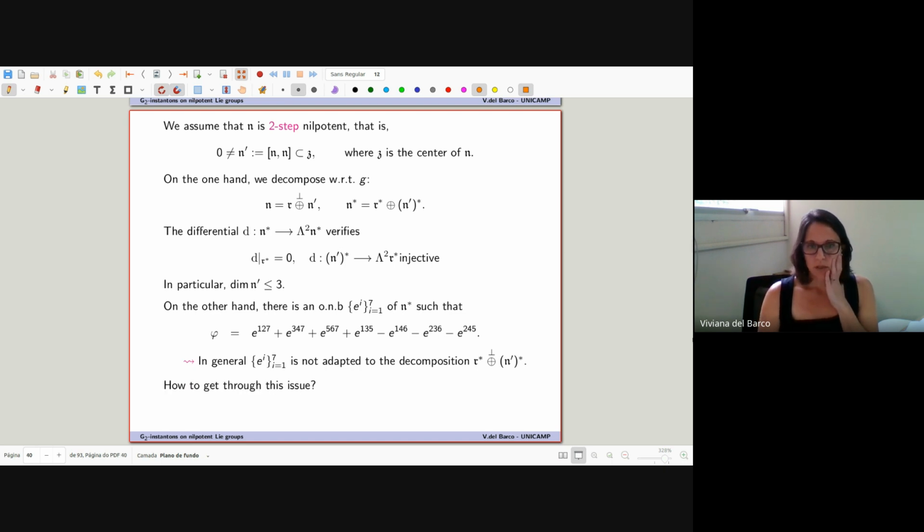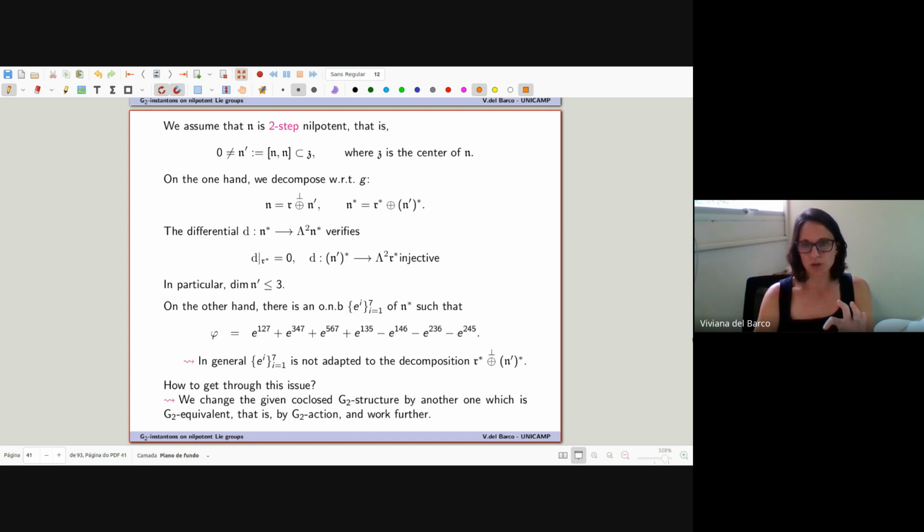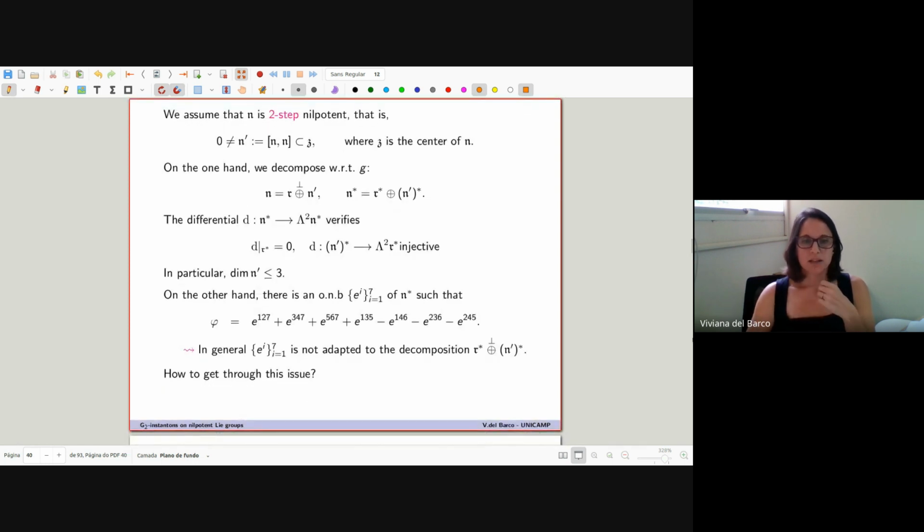So we ask ourselves, how can we get through this issue? And this is what we do. We change the given G2 structure by an equivalent one. Well, actually, I think I wrote it wrong. What do we do?